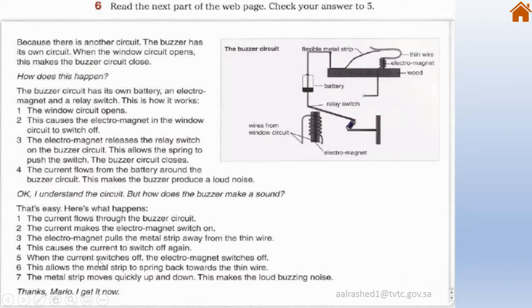When the current switches off, the electromagnet switches off. This allows the metal strip to swing back toward the thin wire. 7. The metal strip moves quickly up and down. This makes the loud buzzing sound.